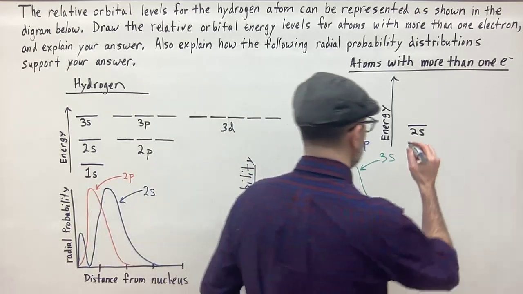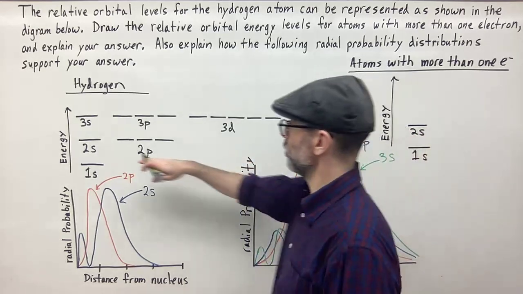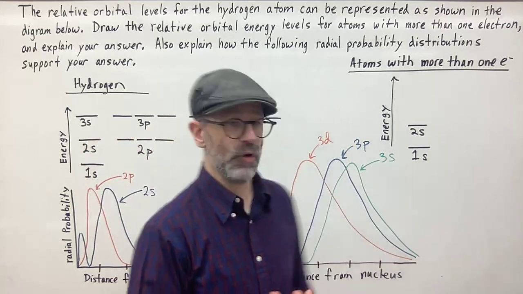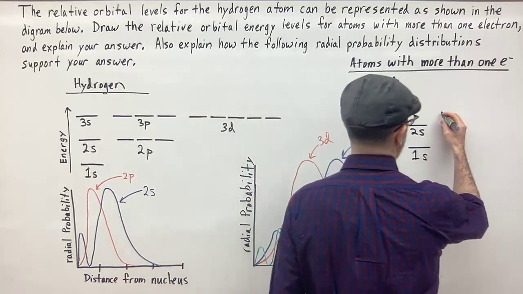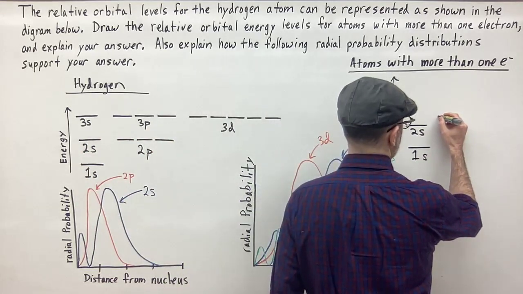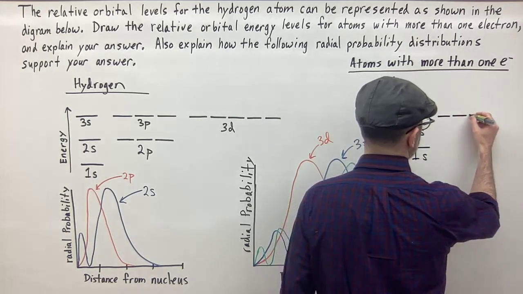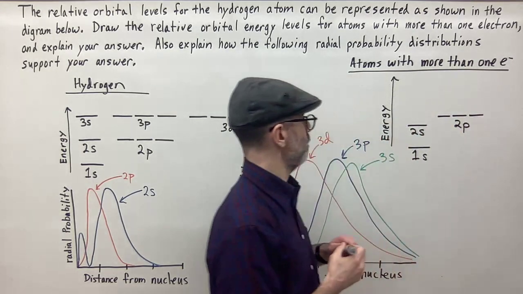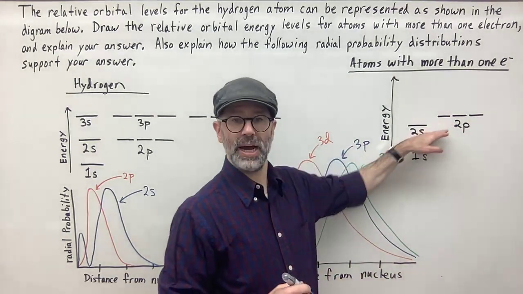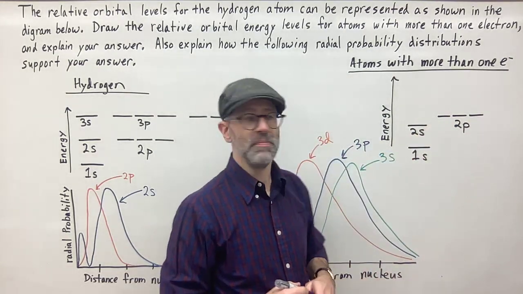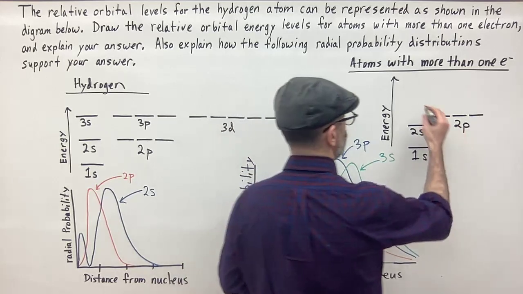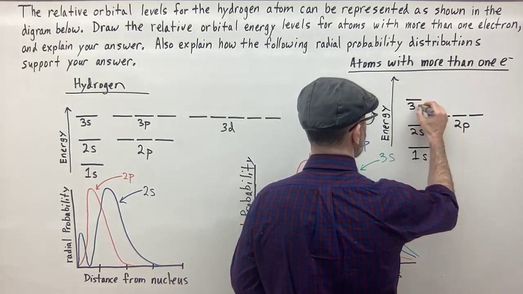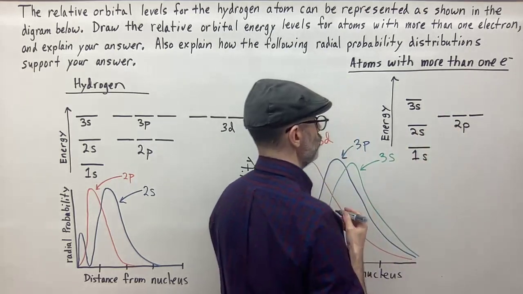And so over here, the 2s and the 2p are at the same energy level. Over here, they're no longer going to be at the same energy level. So they're going to be a little bit higher. So now you've got the 2p, which is going to be a little bit higher than the 2s. And then you come to the 3s, which is going to be higher than the 2p.